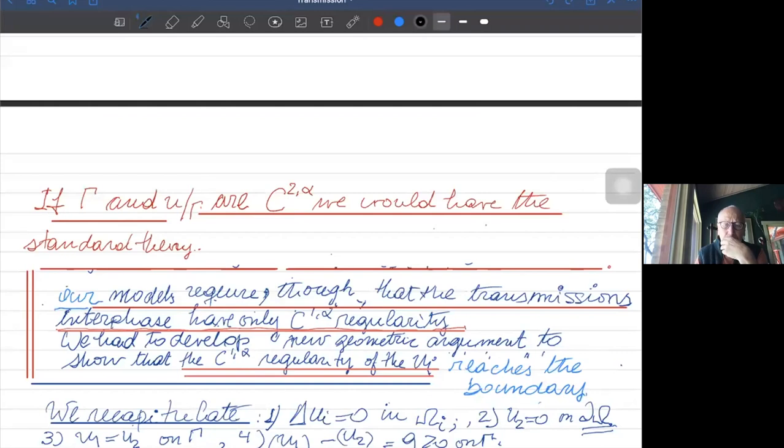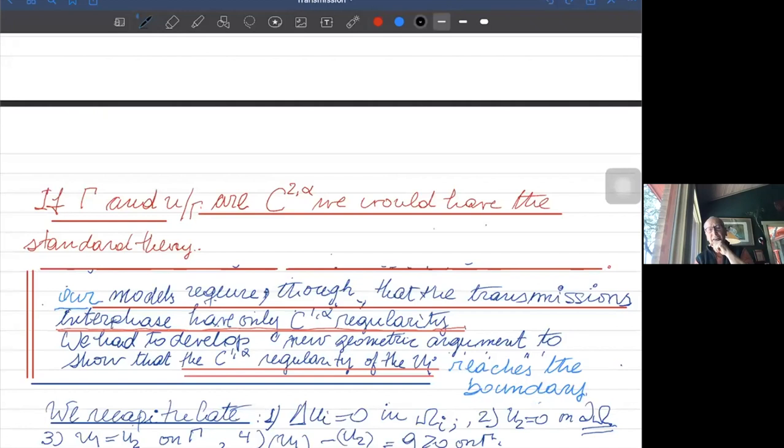The models that we started working on have been part of some sort of fluid problems where you have two different media, and the flow in each one of them is harmonic. So it is a standard stationary flow, and where there is the change from one media to the other, there is a problem. Our models require that the transmission interface have only C1 alpha regularity. So we looked at problems where you could have only C1 alpha regularity, and then we had to develop new geometric arguments to show that the C1 alpha regularity of the U's reaches the transmission boundary.